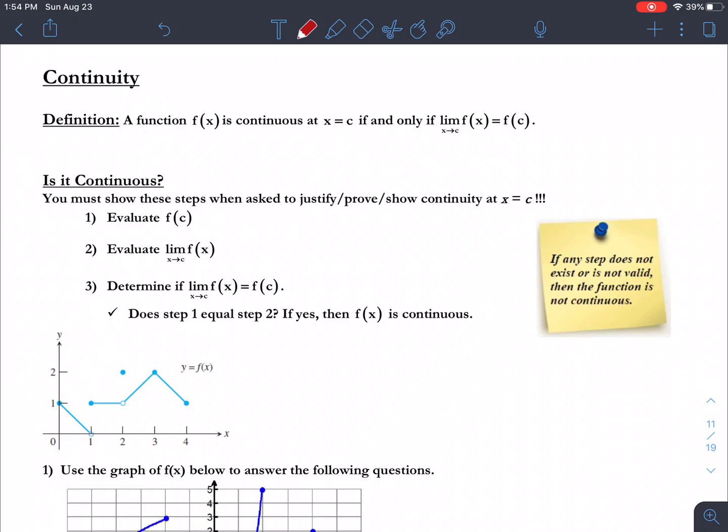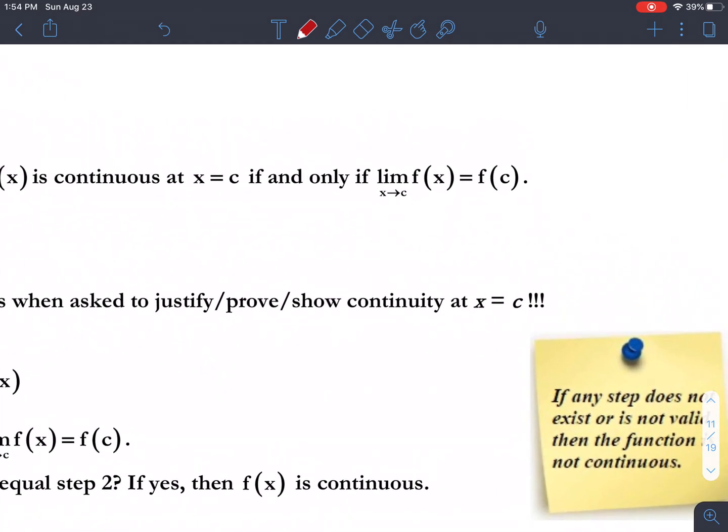Hey everyone, so today we're going to work on notes about continuity. The first thing we want to get a handle on is the definition of continuous in calculus. Continuous means that at some value x, the limit exists and it is the same as the function value.